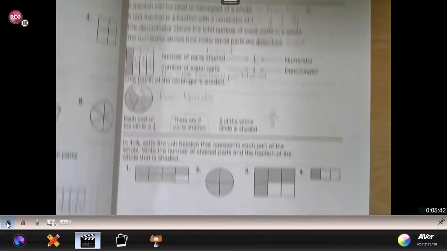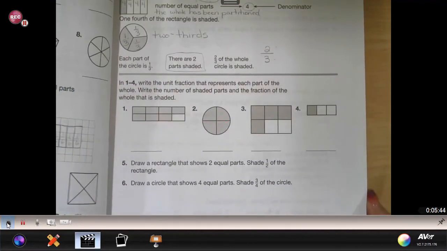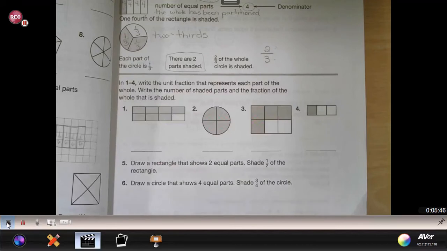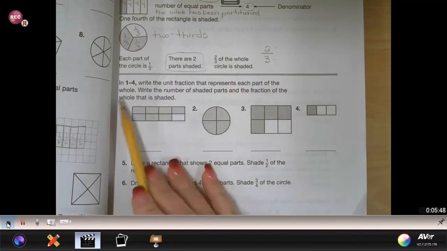Okay, let's take a look at our reteach section for this morning. It says, write the unit fraction that represents each part of the whole.